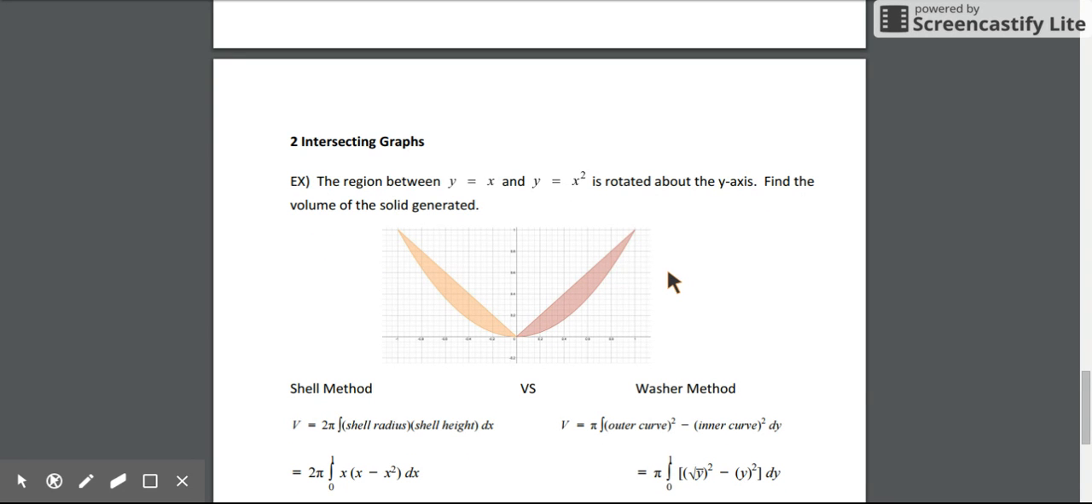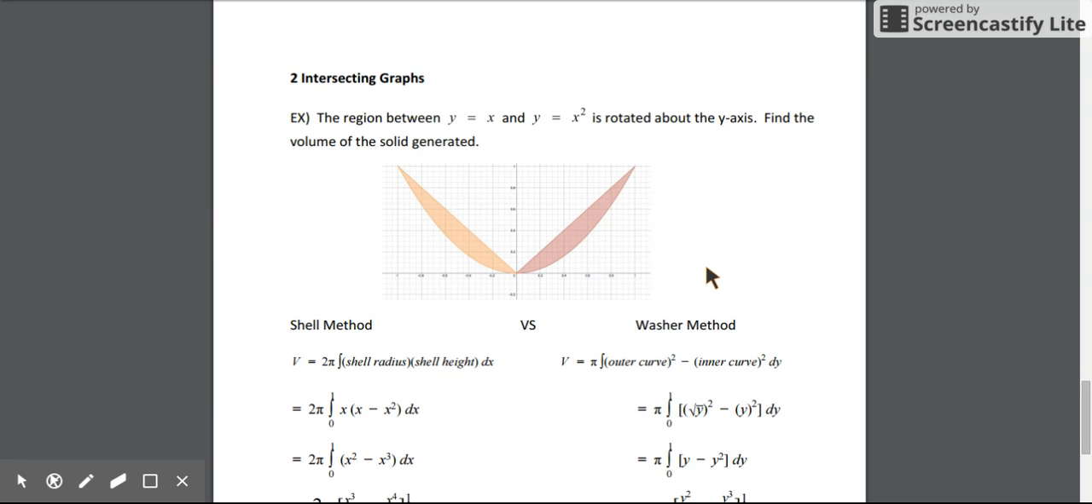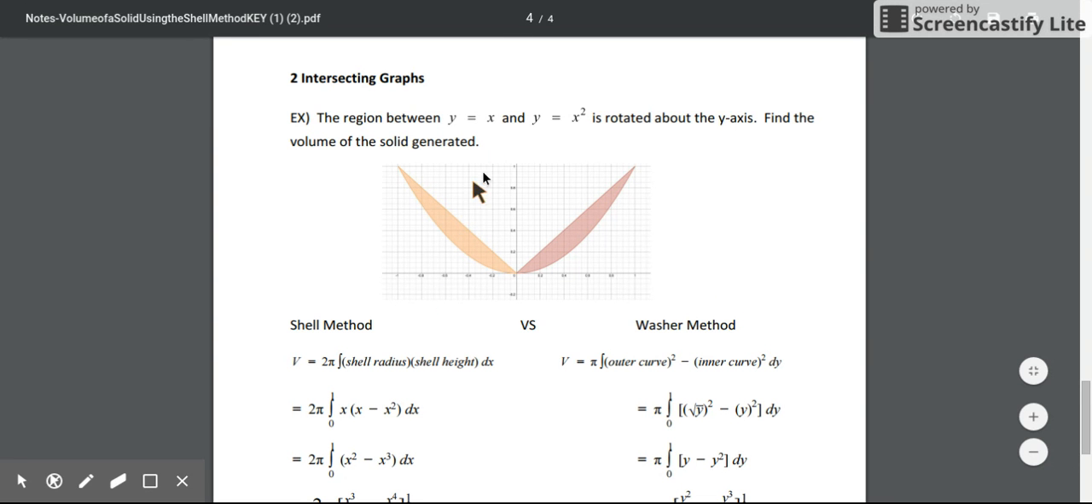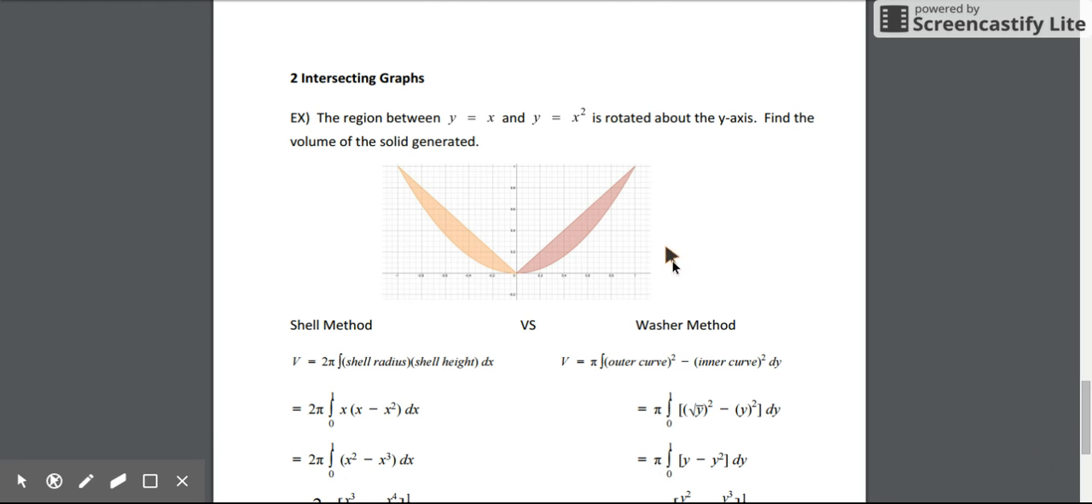revolved around the y-axis. And I'm going to show you how we could use either the shell method or the washer method. So we'll compare both methods. Sometimes the information given allows you to have your choice as to which method you prefer. Other times, one of these methods might be more difficult than the other. It's just always based on the example or the problem given.